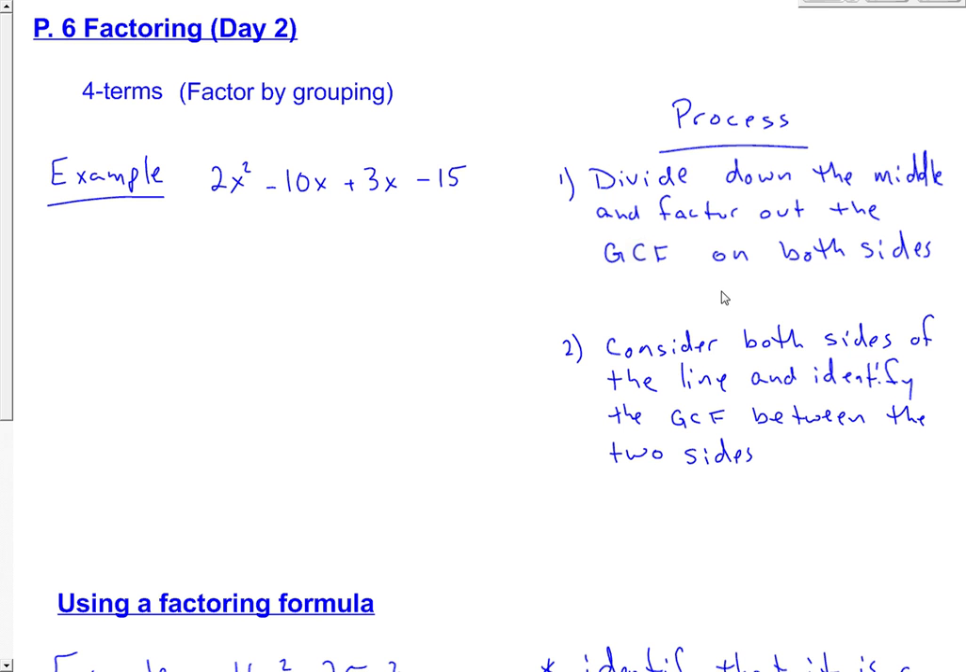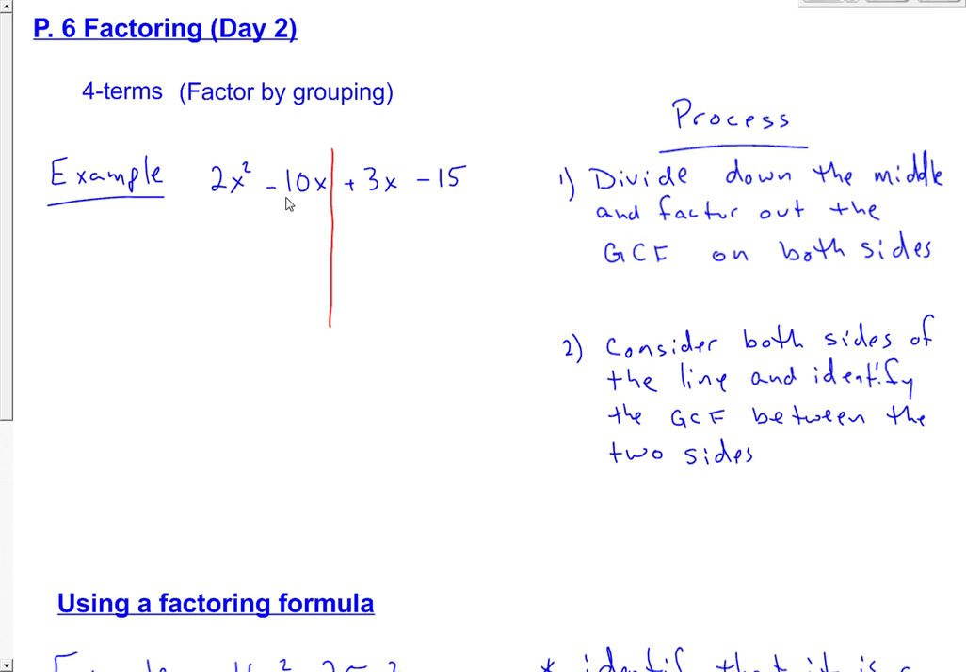And over here, we have the process written down. And what we need to do is divide this polynomial down the middle by drawing a line after the second term, but before the operational symbol. And we are going to factor out the greatest common factor on both sides.